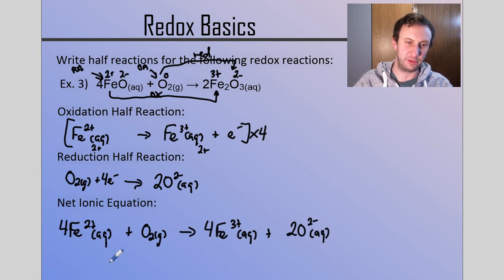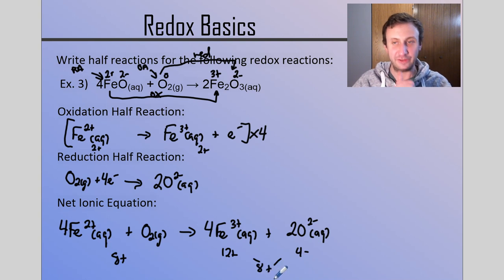If I take a look at the overall charge, on the left-hand side, I have a total charge of 8 positive, right? 4 times 2 positive. And on the right, I actually have 12 positive here plus 4 negative. So that equals 8 positive in the end. So my reactants and products, they equal out. They work.